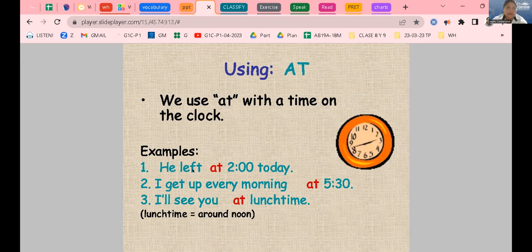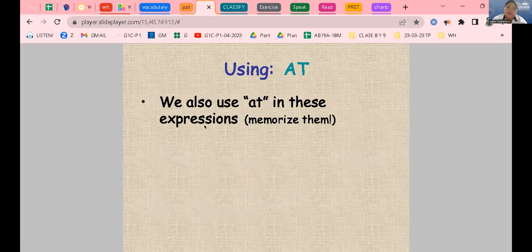Okay, excellent. He left at 2 today. Se marchó, right? Se fue. He left at 2 today. I get up every morning at 5:30. I'll see you, te veré, right? O lo veré. I'll see you at lunch time, around noon, right? So that's for lunch. So that's one of the usages for exact times.